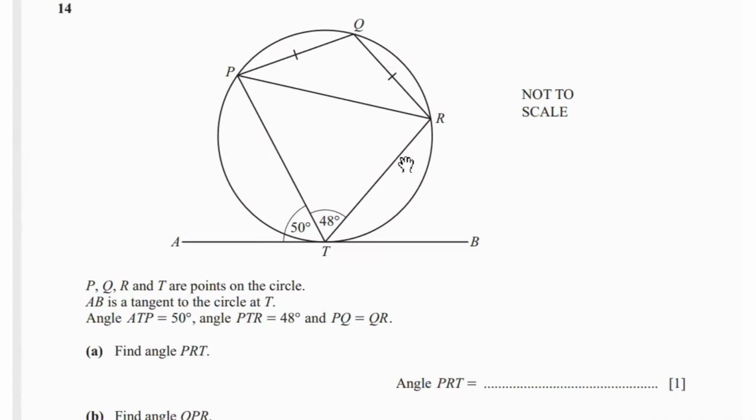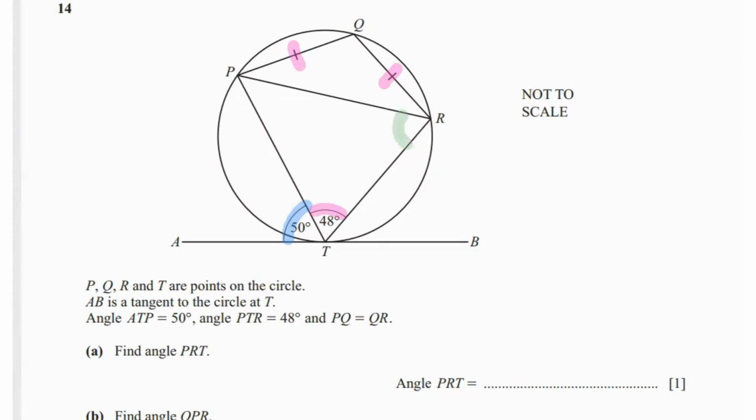In question 14, it says that P, Q, R and T are points on the circle. AB is a tangent to the circle at T. Angle ATP is 50, which is basically this angle. And then PTR is 48. So that's going to be this one. PQ equals QR. Find the angle PRT. So they're asking us to find this angle.